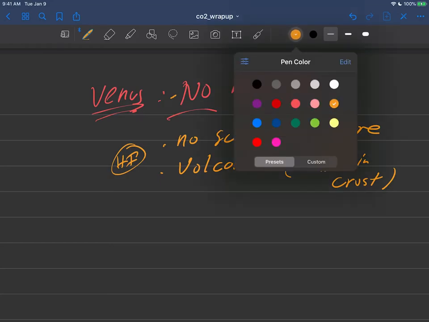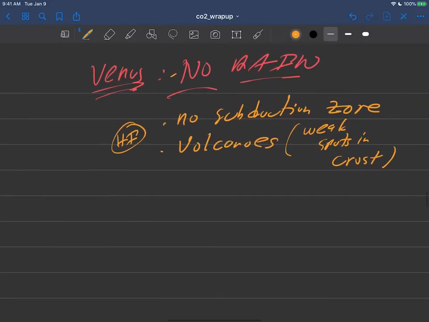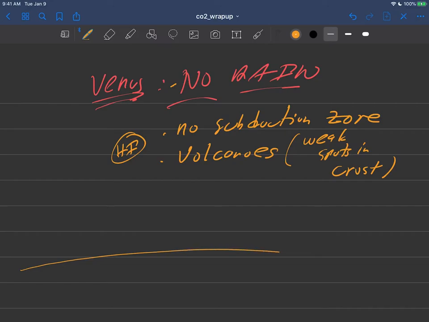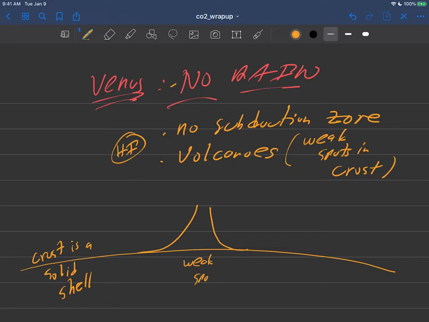But in either case, Venus, as far as we know as the planet goes, is just one big solid shell like this. The crust is a solid shell with no plate tectonics, and there can be a volcano like this, but only up at a weak spot. So it's not going to be, say, where, again, two plates are colliding together. And so the volcanoes can just sort of sit here then and just spew out CO2.